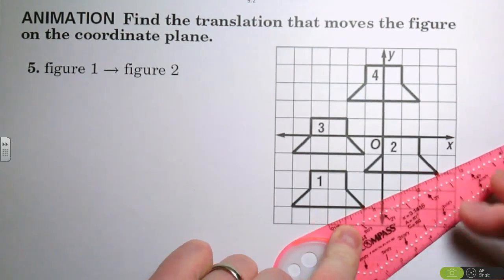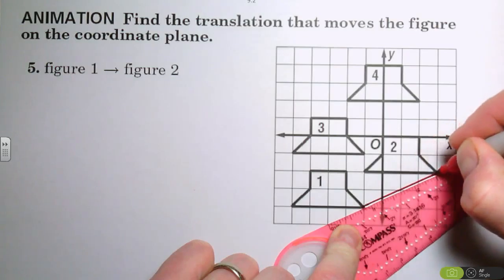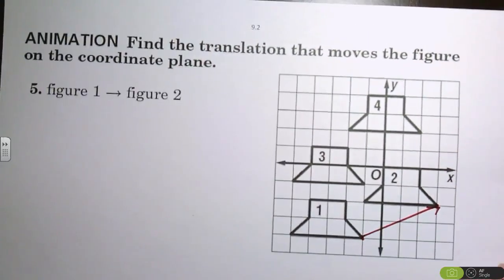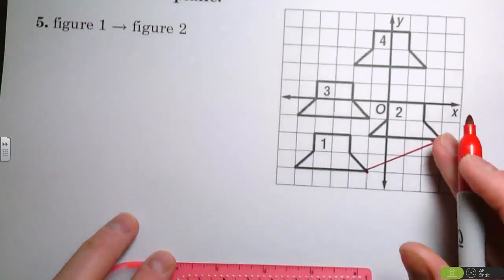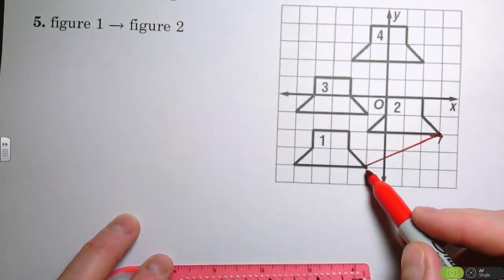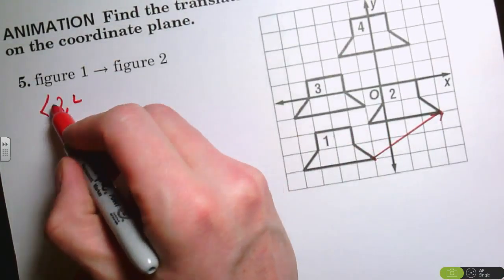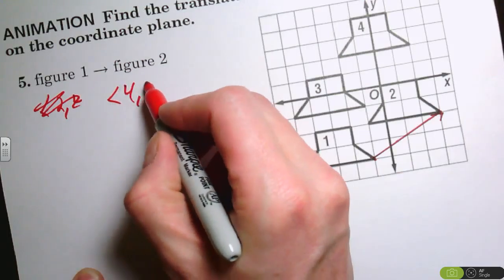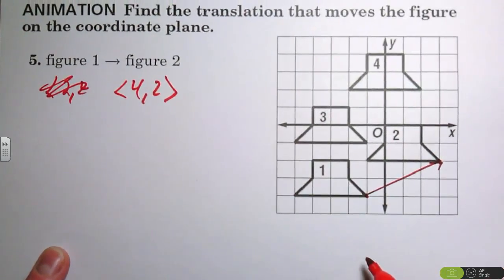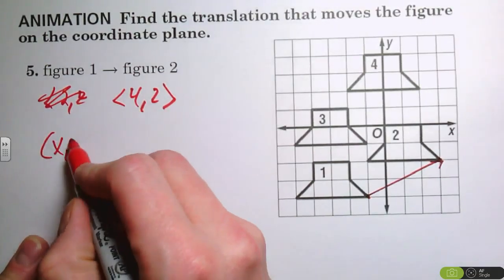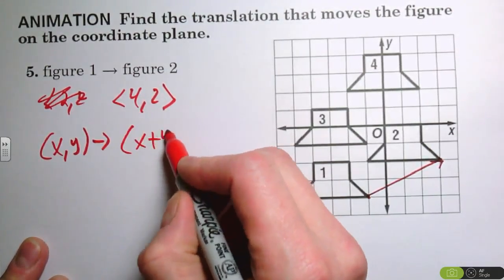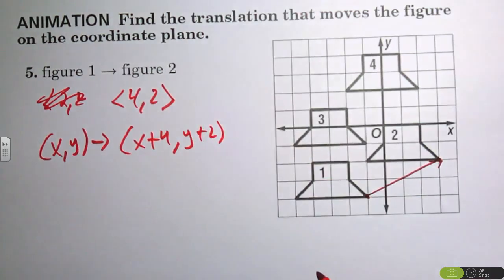So 1 has the endpoint, the tail, and this guy gets the terminal point. So if I take this vector, to get from here to here, I've gone right 4, up 2. So that translation vector is 4, 2. Okay. Now if I want to do that in coordinate notation, that'd just be (x, y) goes to (x plus 4, y plus 2). That's it. Okay. And those are the examples really for section 9.2.